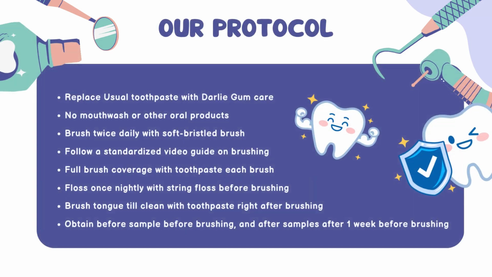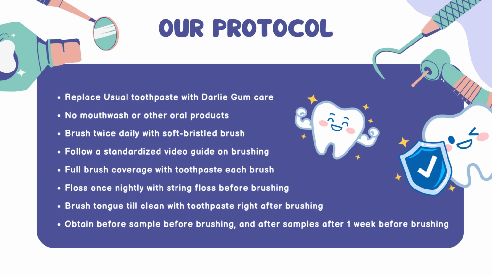Our group used Darlie Gum Care Plus Odor Control Toothpaste as the intervention. We replaced our usual toothpaste with this product and did not use any mouthwash or other oral care products during the study. We brushed twice daily using a soft bristled toothbrush, following a standardized brushing video to ensure a consistent technique. Each time, we applied enough toothpaste to fully cover the toothbrush bristles. We flossed once every night using string floss before brushing. After brushing, we thoroughly cleaned our tongues using the toothpaste until they appeared visibly clean.